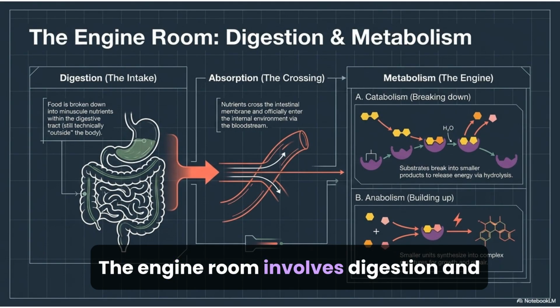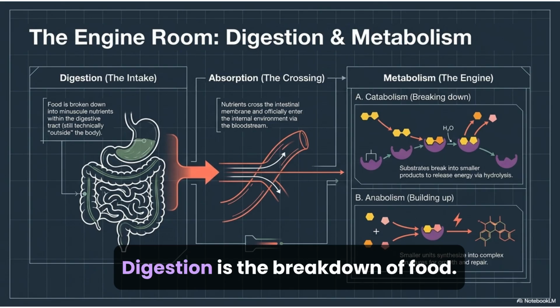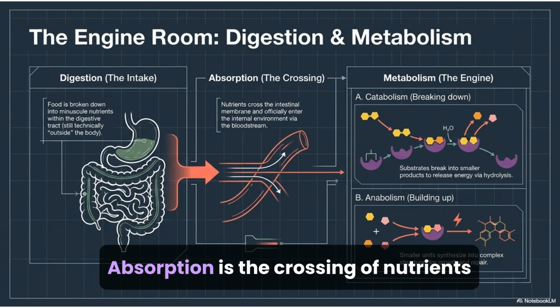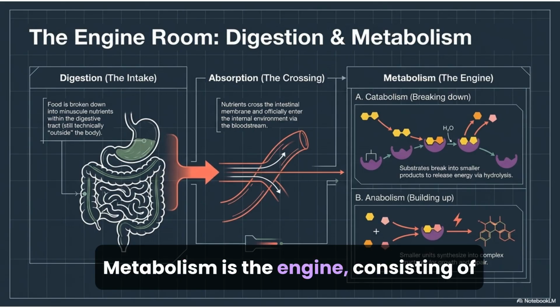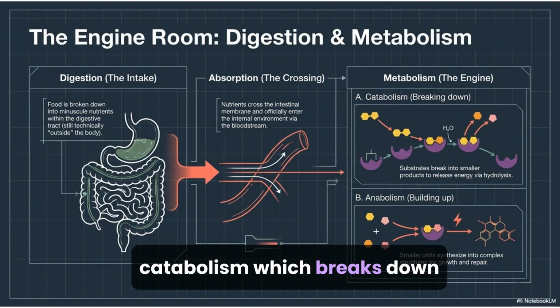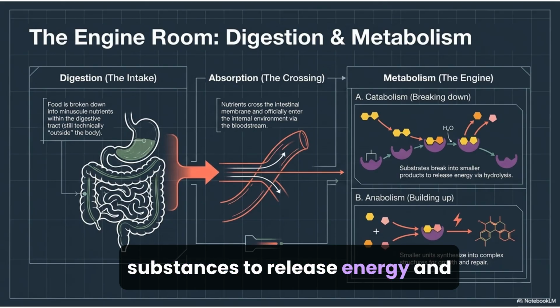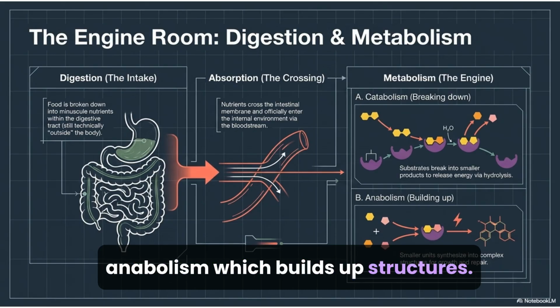The engine room involves digestion and metabolism. Digestion is the breakdown of food. Absorption is the crossing of nutrients into the bloodstream. Metabolism is the engine, consisting of catabolism, which breaks down substances to release energy, and anabolism, which builds up structures.